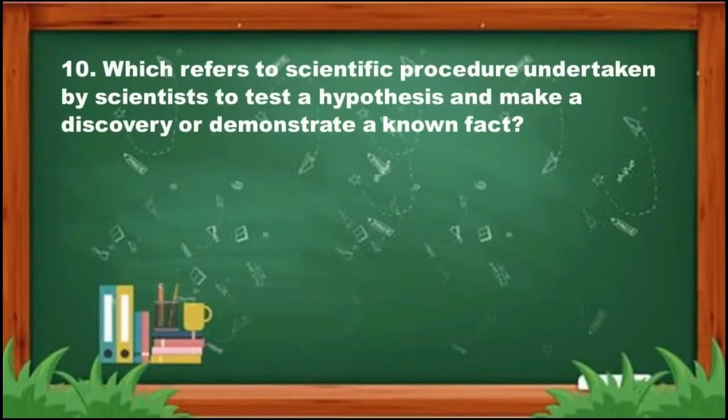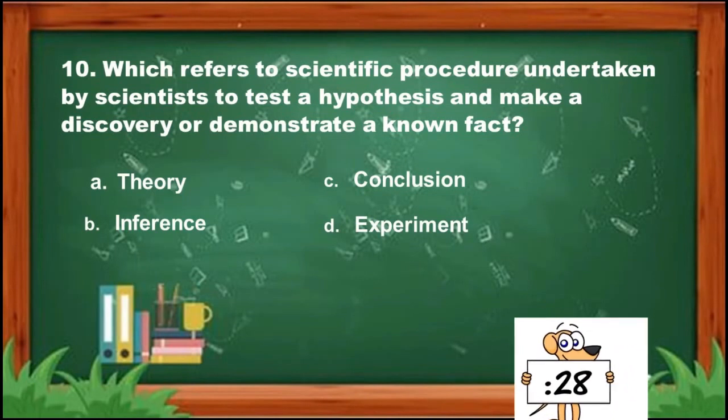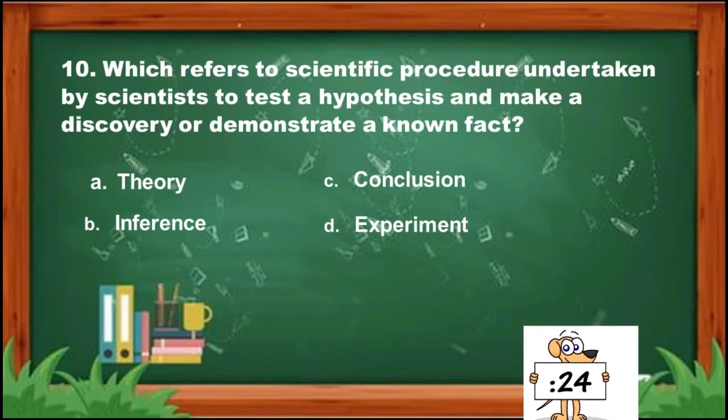Number 10, which refers to scientific procedure undertaken by scientists to test hypotheses and make a discovery or demonstrate a known fact? A. Theory. B. Inference. C. Conclusion. Or D. Experiment.